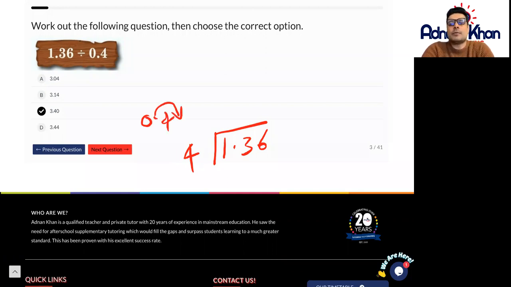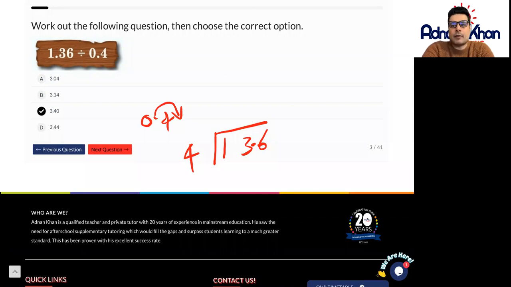Now what we're going to do is, because we've moved it to the right, we're now going to move this decimal point to the right here as well, and we're going to stick it there to make 13.6 as opposed to 1.36 that we had before.